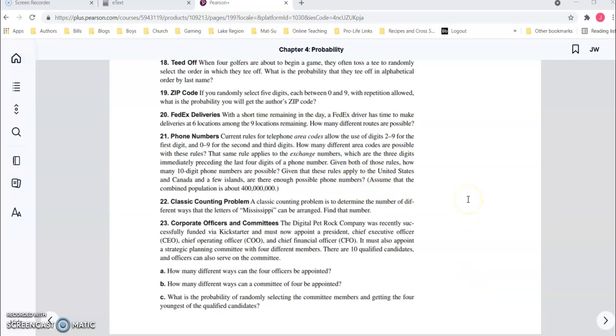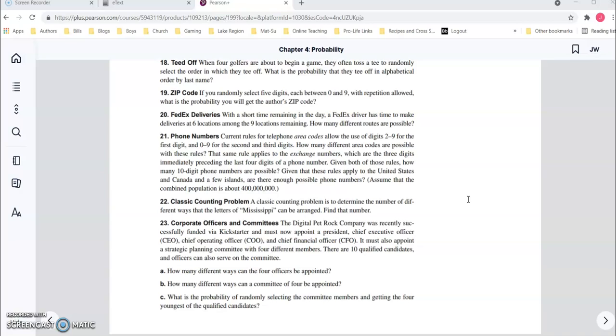To do number 23 here because I want to talk about the difference between a permutation and a combination. So corporate officers and committees: the digital pet rock company was recently successfully funded by a Kickstarter and now must appoint a president, a CEO, a COO, and a CFO. It must also appoint a strategic planning committee with 4 different members.